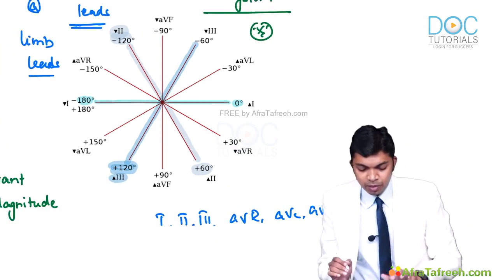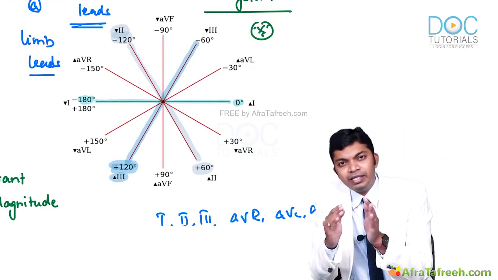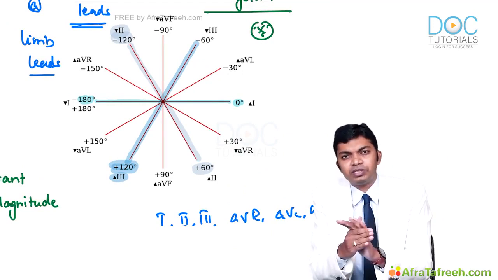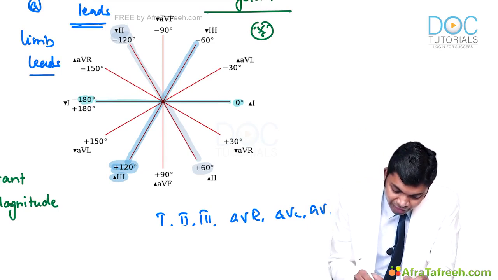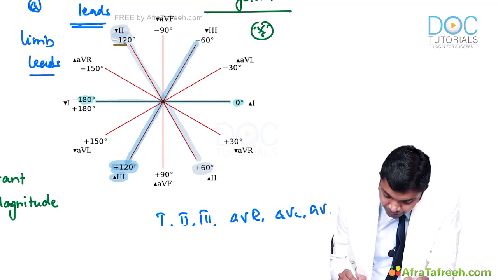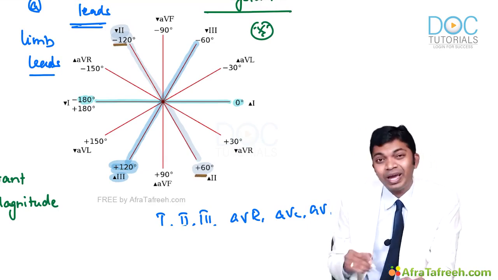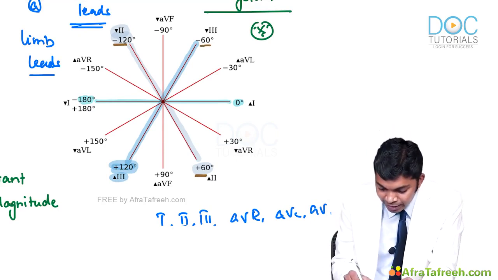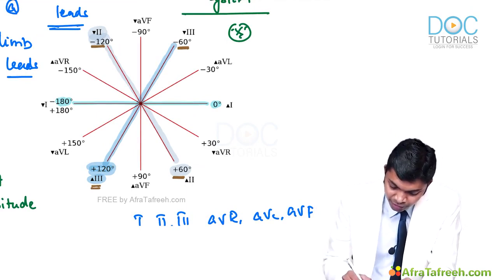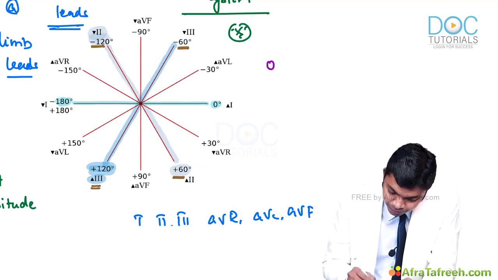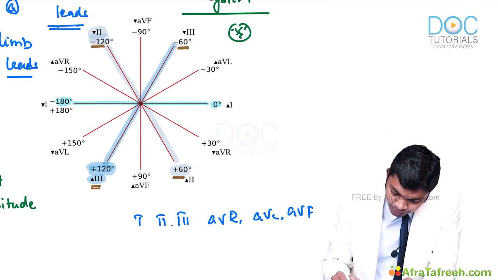So simply speaking, doctors, lead 2 and lead 3 are exactly opposite. Lead 2 extends between minus 120 and plus 60, while lead 3 extends between minus 60 and plus 120. So first, we will start from the leads. We have bipolar leads.